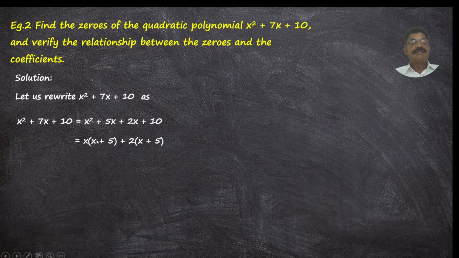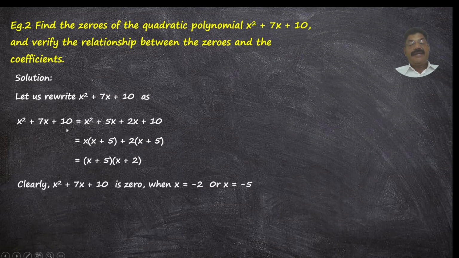Now, x is common in the first two terms. Therefore, you take x outside, you get x into x plus 5. 2 is common in the last two terms. Therefore, 2 into x plus 5. Again, x plus 5 is common. Therefore, it is x plus 5 into x plus 2. Now, minus 2 and minus 5 are the zeros of the given polynomial.